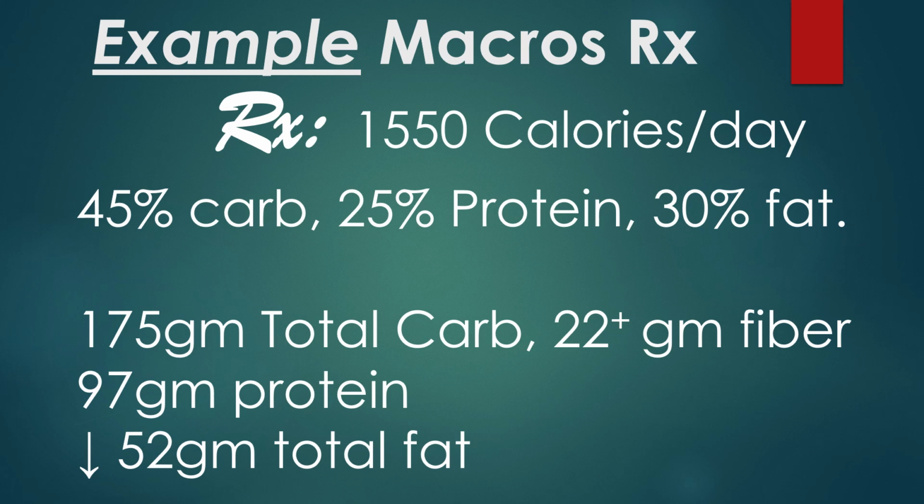So this is what my example looked like as far as a quote nutrition prescription. Based on 1,550 calories a day, that's 45% carb, 25% protein, and 30% fat. That ends up being 175 grams of carbohydrate, 22 of that as fiber at least, and not more than 97 grams of protein, or in the ballpark, wide ballpark really, and trying to have under about 55 grams of fat a day.